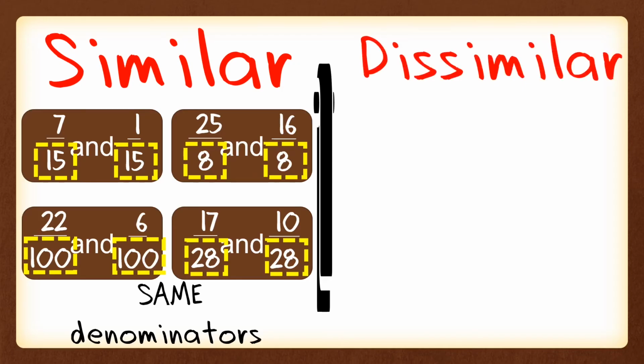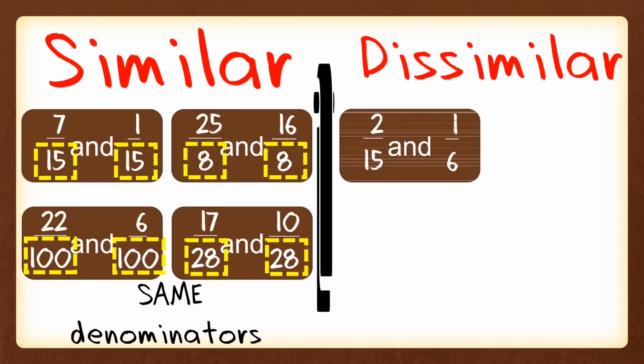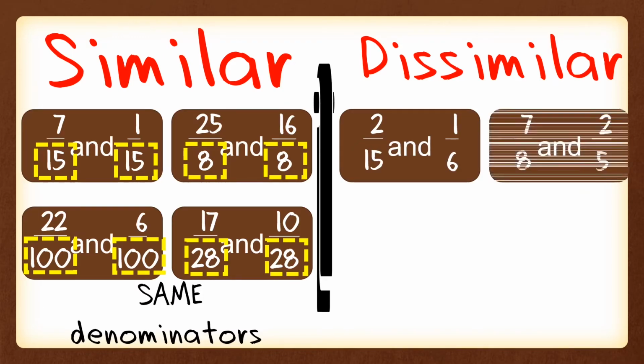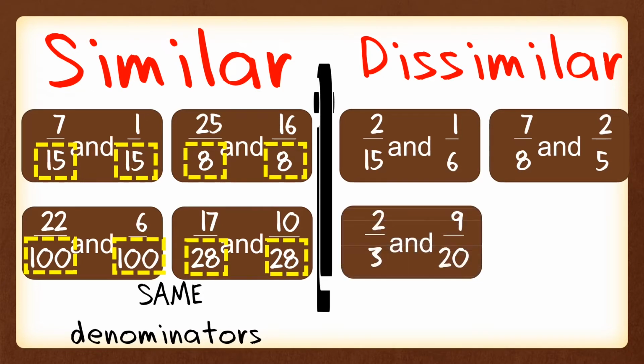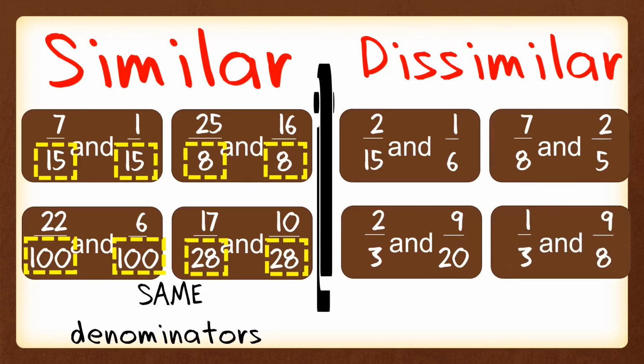Next is the dissimilar fraction. So again, I have 4 samples, so you could see what the difference is between the dissimilar and similar fraction. So I have here 2 over 15 and 1 over 6. 7 over 8 and 2 over 5. 2 over 3 and 9 over 20. And last, 1 over 3 and 9 over 8.